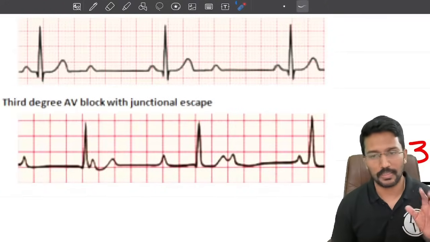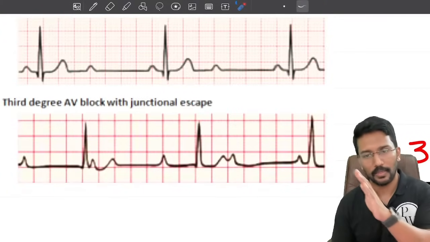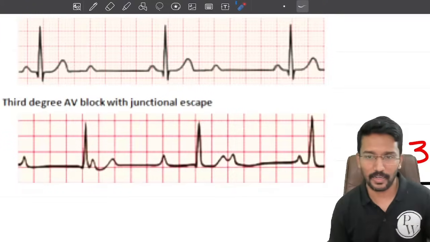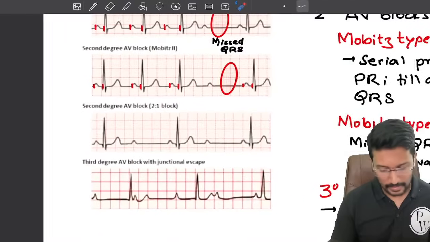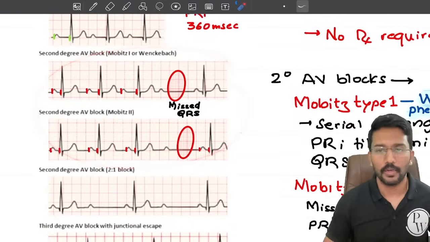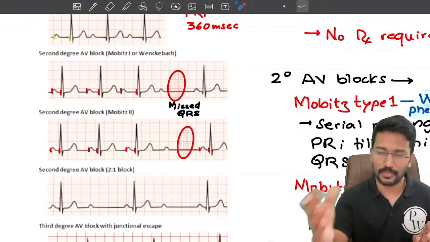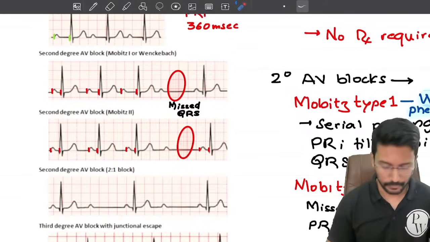Normally what happens in an ECG, P is followed by the QRS, right? Again, the next P followed by a QRS complex. So there is a relationship. If that relationship is lost, then we call it third degree AV block. This year I am expecting a question primarily between your Mobitz type 1 and Mobitz type 2. So please remember, type 1: serial prolongation till the missed QRS; type 2: constant PR and a missed QRS.